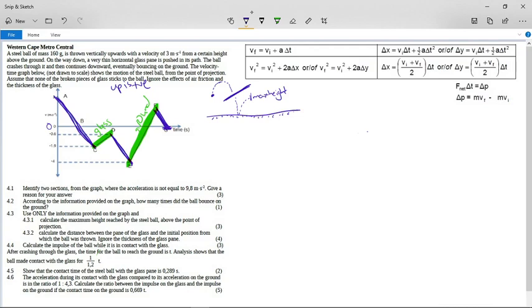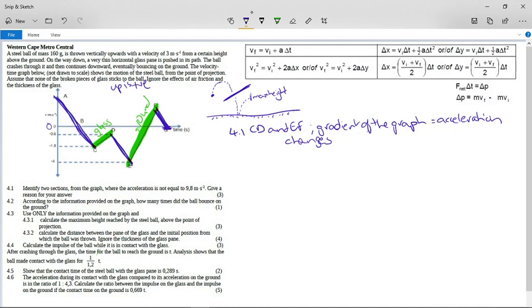Okay, so it says identify two sections from the graph where the acceleration is not equal to 9.8 meters per second squared. So this is going to be CD and EF, and the reason is the gradient of the graph, which is acceleration, changes. So it is no longer a projectile.